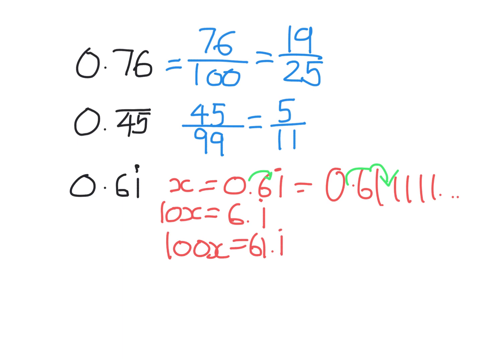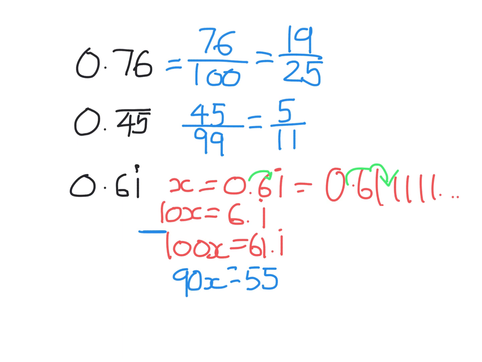Now I have two things here that have the same decimal expansion, exact same digits after the decimal place. So I can get rid of the decimals by subtracting. 100x minus 10x gives me 90x. Now 61.1 recurring minus 6.1 recurring is just 55. See, when we go 61.1 recurring minus 6.1 recurring, all of these after the decimal point, they will disappear because you'll be subtracting the same decimal from the same decimal.